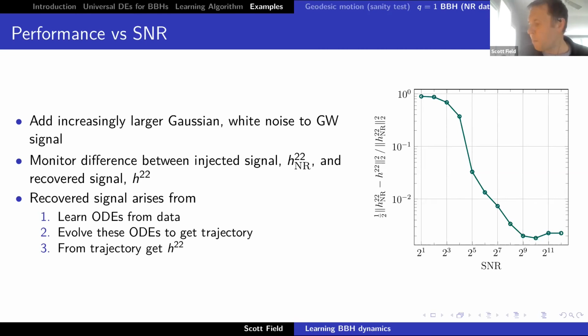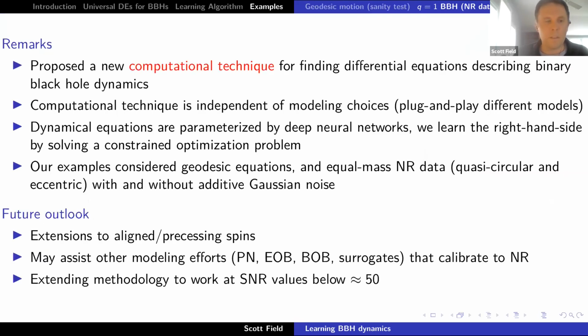Okay, so I think I'm probably running out of time, especially with the technical difficulties. So we're basically at the end here. In this talk, we proposed a new computational technique or tool for finding differential equations given waveform data. This technique is independent of modeling choices. The modeling choices we made are simple, although they were able to deliver fairly high quality approximations to the orbits and also the waveforms.